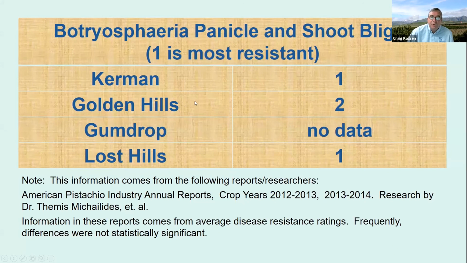This could be a real issue at points north, though, like for instance at the Yuba Valley, for example, where they may get 30, 35 inches of rainfall a year, precipitation. This could be a real issue. And Golden Hills and Lost Hills and Gumdrop were born and bred in Kern County, so we really don't know what they'll do at points north where it's wetter.